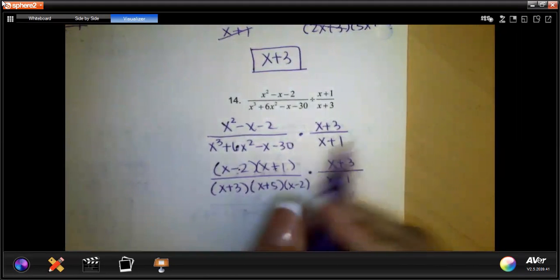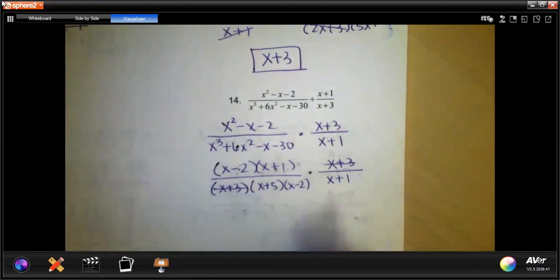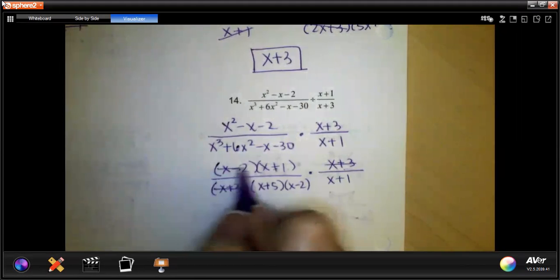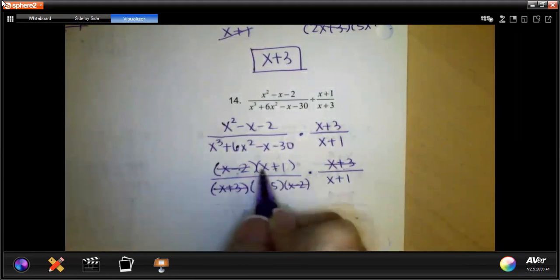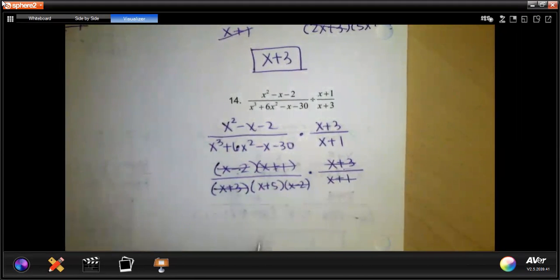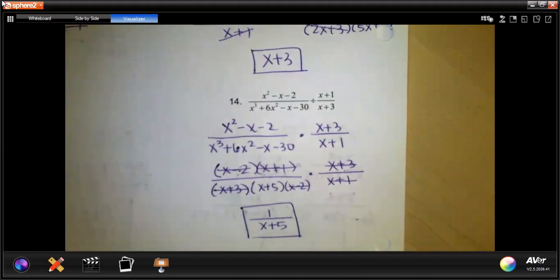Now we have an x plus 3 and an x plus 3 that we can cancel, an x minus 2 and an x minus 2, an x plus 1 and an x plus 1. And so almost everything cancels except for that x plus 5 in the bottom. So this is 1 over x plus 5. That one was definitely more challenging than the others. So that would definitely be the hardest one that you get.